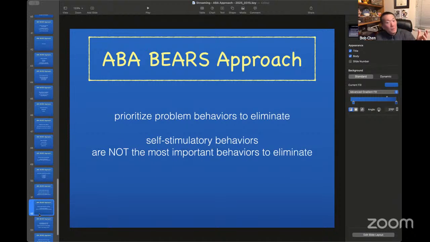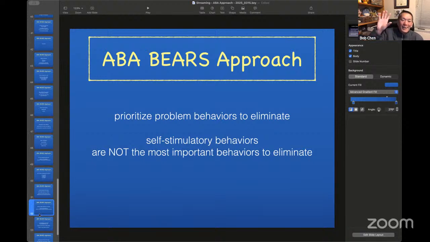You also want to be really, really good at prioritizing the problem behaviors that you want to eliminate. And I want to be very, very clear to all parents out there, because all parents always say, but these self-stimulatory behaviors, they're very embarrassing and they occur so often. Generally speaking, those are the least problematic behaviors your child exhibits. Okay. Don't worry about those.